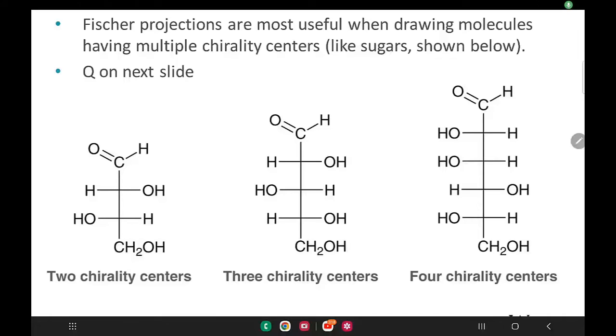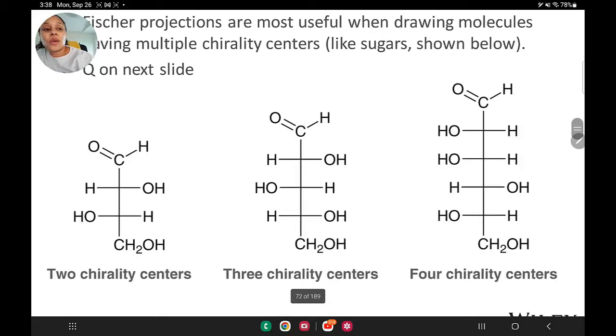Alright, so for Fisher projections, very similar to what we did before, we can figure out R and S. So we're going to do a practice problem here, but you're going to again need your model kit. With your model kit, one thing you want to recognize is that the way that we view these is as if they were wedges, so they're pointing towards you, and dashes. So I'm going to make one and show it to you, and then we're going to figure out whether it's R or S. But before we do that, let's look at the priorities.